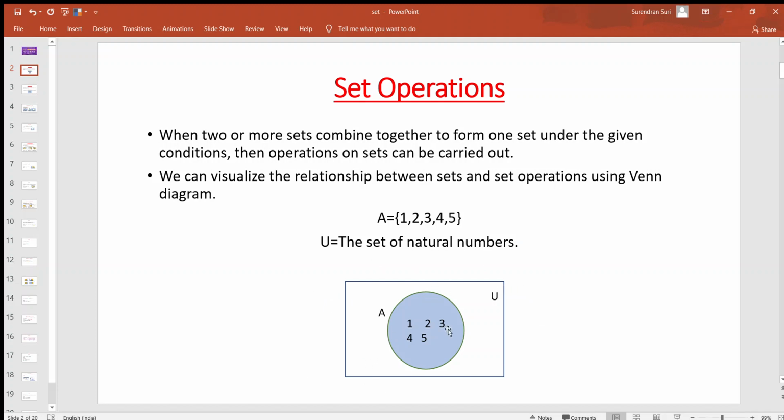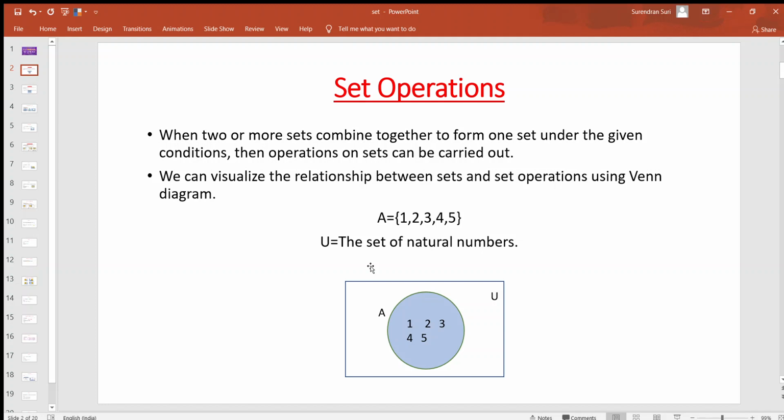This is called a Venn diagram, where we have a rectangle and the circle that is inside is called set A, and this set A has the elements 1, 2, 3 and 4 inside this set. This is how we represent a set in the form of a Venn diagram. By this we can visualize the relationship between sets and set operations. This entire box is called U. That is, U is called the universal set, the set of all natural numbers.